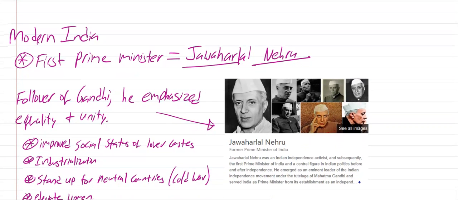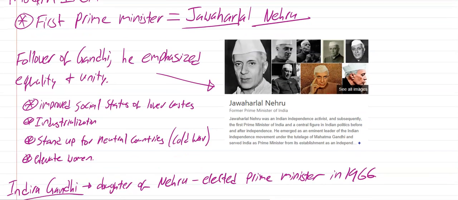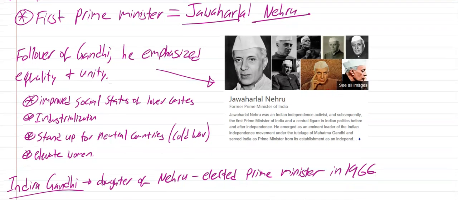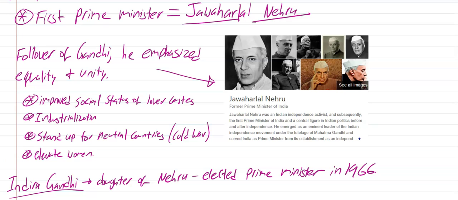Modern India, the first prime minister in India was, I'm going to butcher his name, Jawaharlal Nehru. I'm just going to call him Nehru. Sorry about that, everyone. And he was a follower of Gandhi who emphasized equality and unity. I don't know if there's anything better that a leader can emphasize than those two things, especially when you live in a multinational state with a bunch of different people of different religions and ethnicities, and even classes.